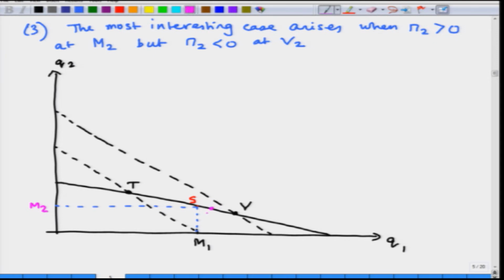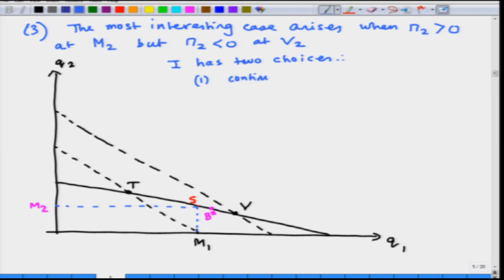So, let us call this B star, right. So, now essentially the incumbent has two choices, right. One, it can continue playing the Stackelberg leader output and accommodate the entrant.